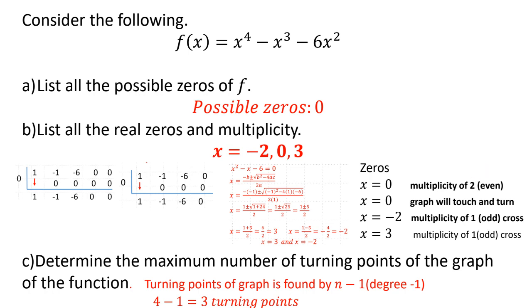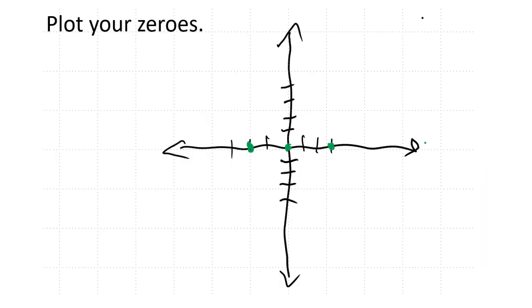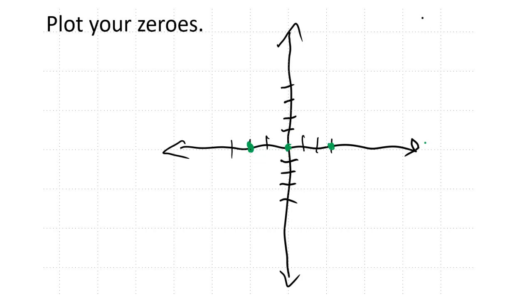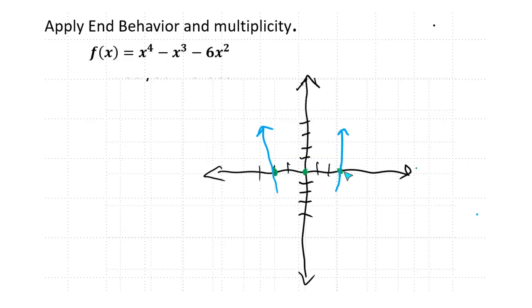Okay, here we go. So if we continue, the first thing you want to do is plot your points. So these are my points, -3, 0, and -2. Then we're going to apply the end behavior. So for the end behavior, we have a degree 4, which is even. And then we have a positive leading coefficient. So the behavior for this is going to be that it rises to the right and rises to the left.